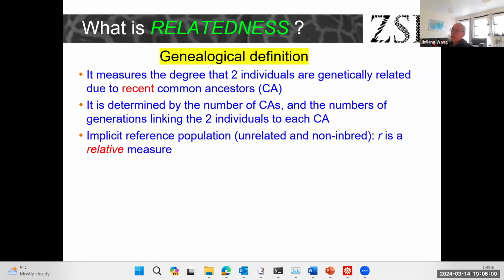Here, implicitly, we have a reference population where it is assumed there is no inbreeding and no relatedness. So relatedness is measured relative to this reference population. If you change the reference population, you will change the relatedness significance, its values, and its interpretations. We will come back many times to this issue later on.